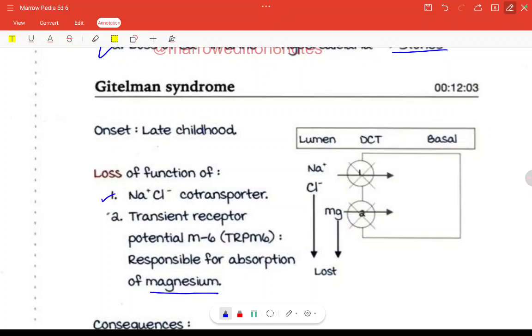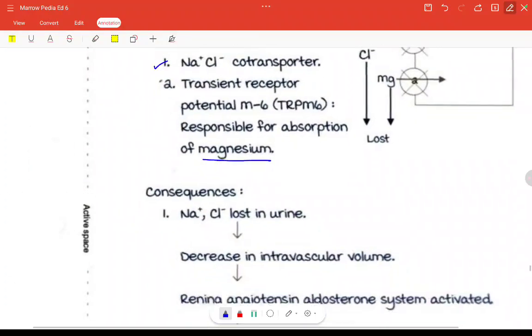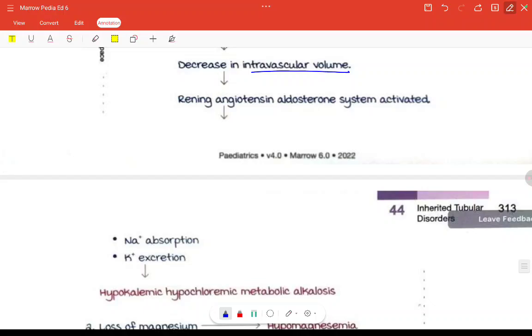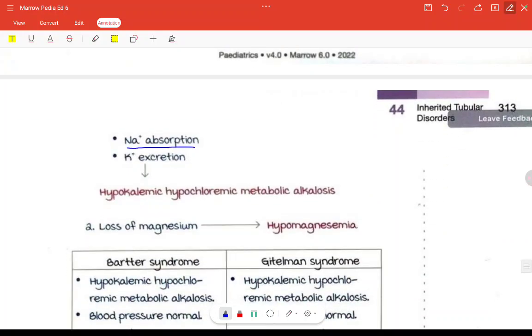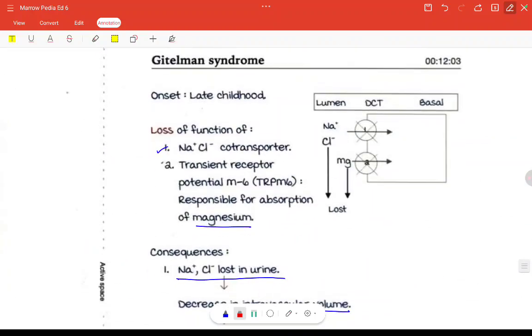Fine, so the magnesium, sodium and chloride will be lost in the urine. This is what is written here, right? Sodium and chloride loss in the urine, decrease in the intravascular volume. Renin, angiotensin, aldosterone system is activated. So sodium reabsorption takes place due to this aldosterone, and potassium excretion, again leading to hypokalemic, hypochloremic metabolic alkalosis, and loss of magnesium leads to hypomagnesemia. So hypomagnesemia is a feature of Gitelman syndrome.